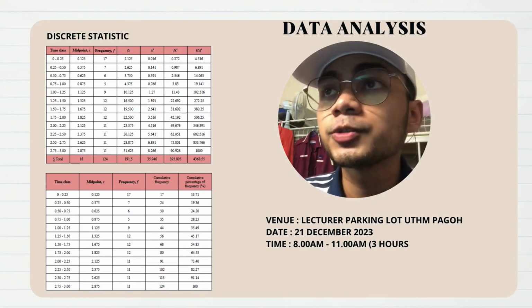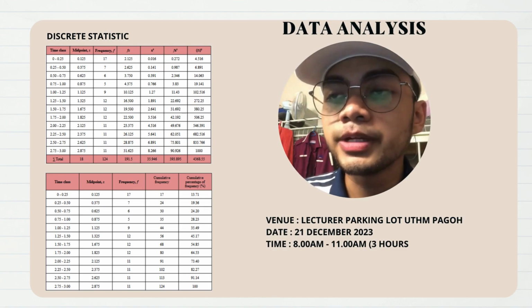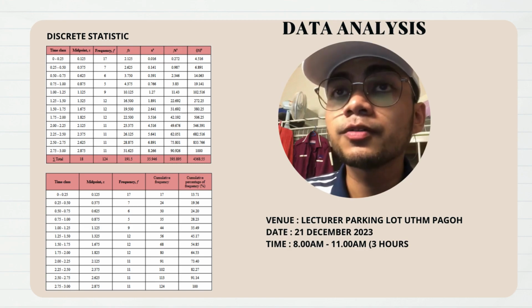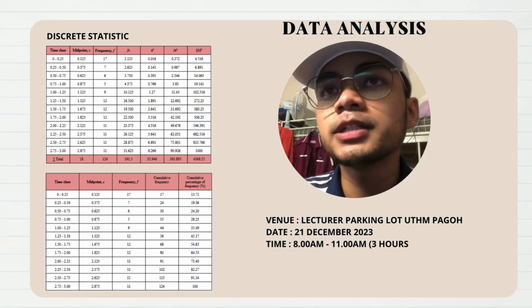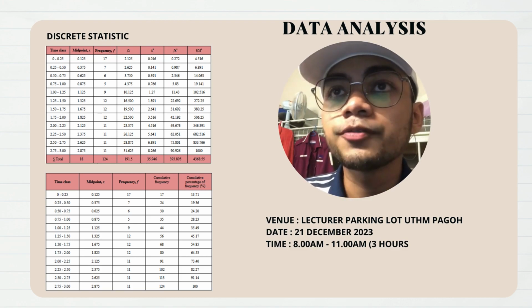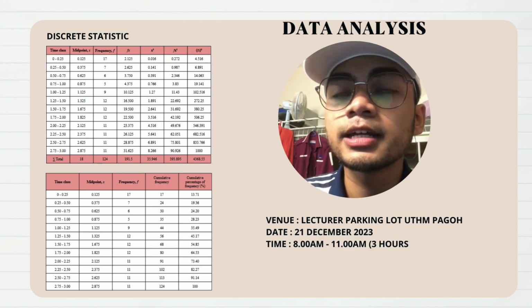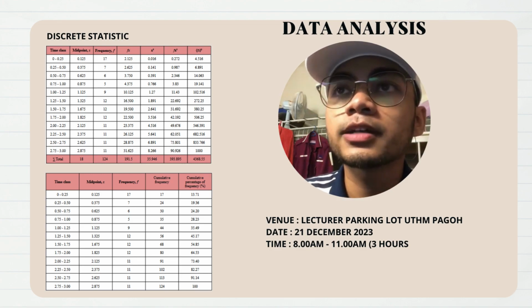Next, I'm going to show you the data analysis that we collected from our observation on 21 December for 3 hours straight, for the discrete statistic. In the first table, you can see the time class, the midpoint, the frequency f, fx, x2, and fx2, until fx in the bracket of 2.